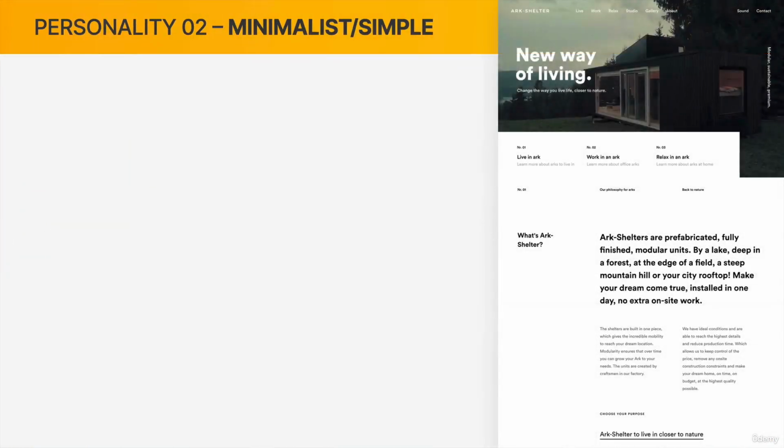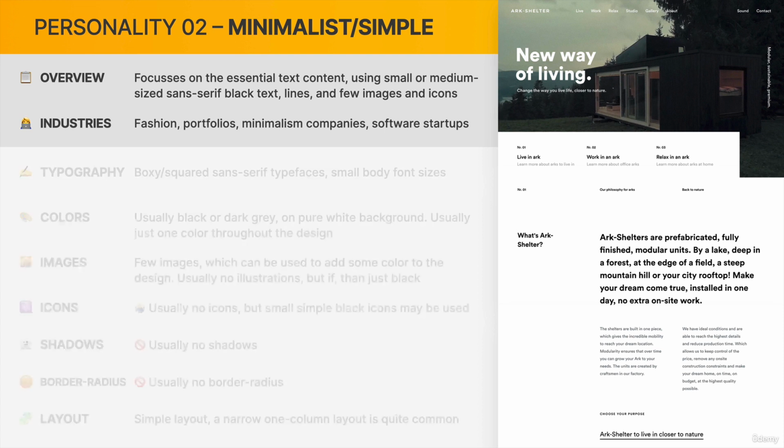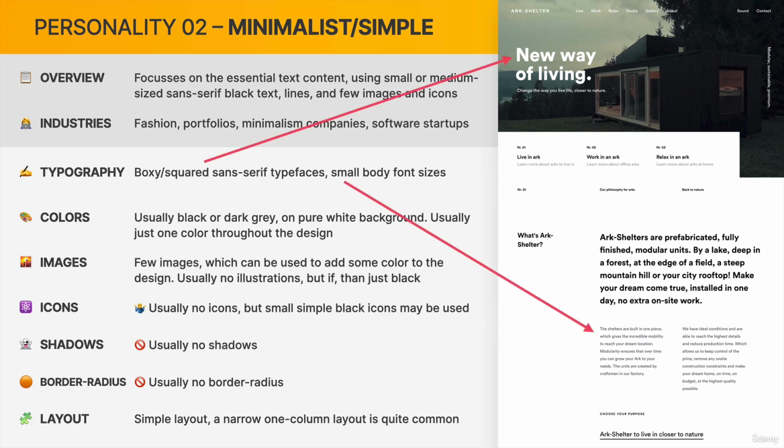Next up, we have the minimalist or simple personality, which is used commonly for fashion or portfolios of any kind, or even some kind of minimalism company like this Ark Shelter example that I have here on the right side. So typography is usually very boxy and squared and uses sans serif typefaces. As for colors, usually it is simply black text on a white background because that conveys a very minimalist image. And it's also usual that only one color is used throughout the entire design.